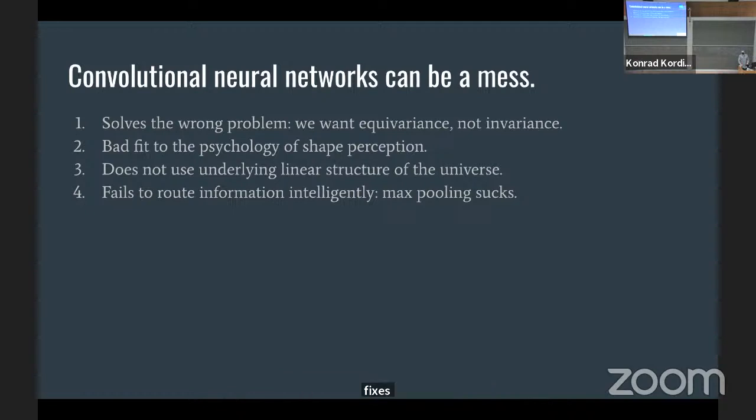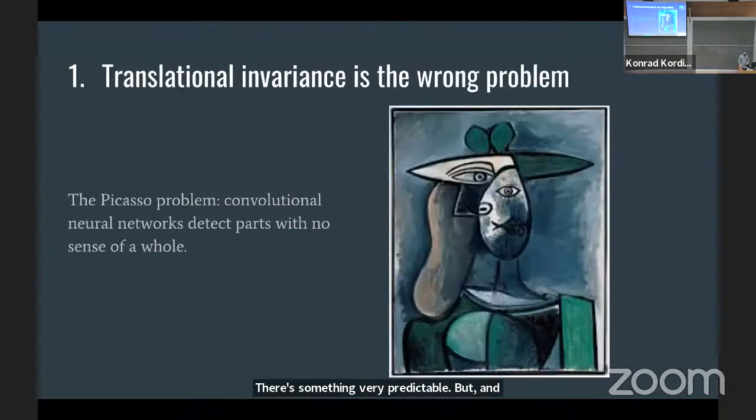It also doesn't use aspects of the structure of the world. Basically, if I have images and I move them, there's something very predictable about them. And in general, max pooling is a problem. Translation invariance is the wrong problem, the Picasso problem. Convolutional neural networks detect parts with no sense of the whole.